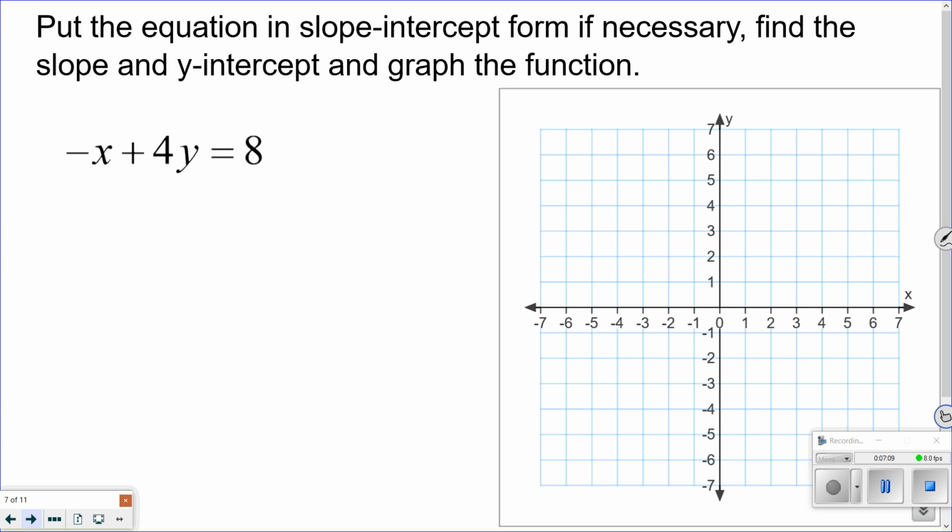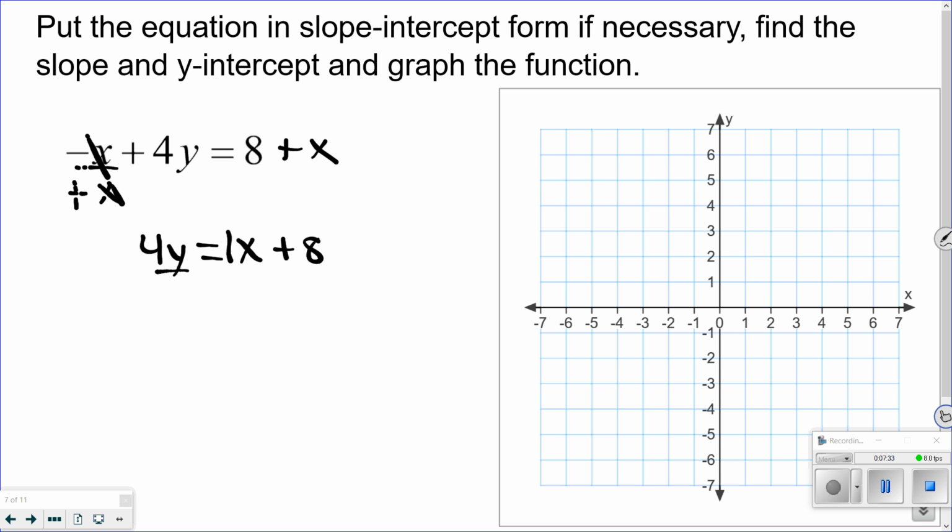Let's do one more together, then I'll give you one I want you to try real quick. Okay, so always start by moving that x term over to the other side. So it's a minus x, so I'm going to add x. That means I have to add x over to there. So now I have 4y equals, take the 8 and the x and switch them around. They're both positive, so they'll still both be positive. I'm going to put a 1 in front of there.